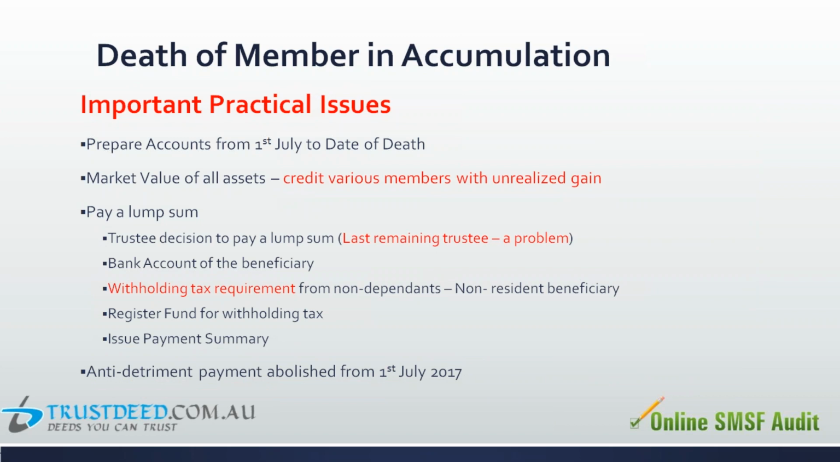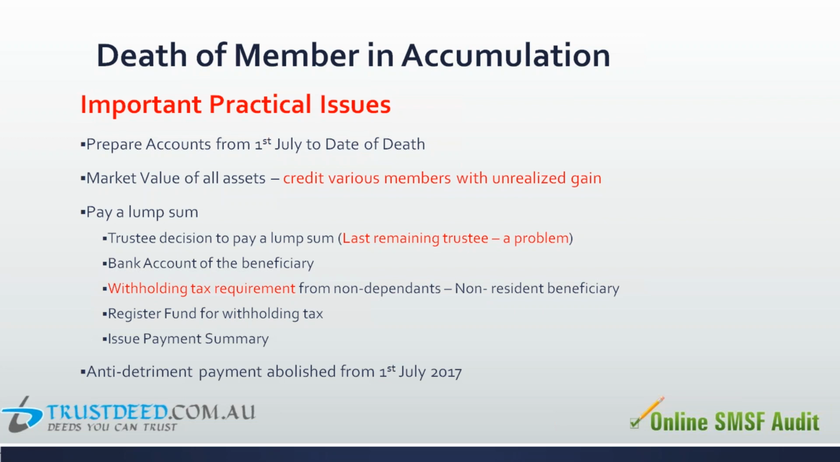Now, what are the important issues when a member dies in accumulation? What are the practical issues? Because we want action. We want to know what to do next. The member has died. What do I do? Unless your member decides to die on 30th of June, most likely he will not die on 30th of June. So what you will need to do is prepare accounts from the 1st of July to date of death. That's the first thing you have to do.